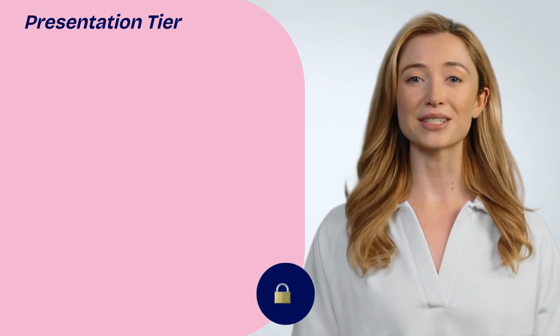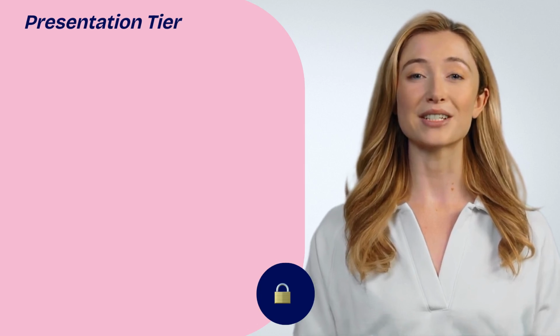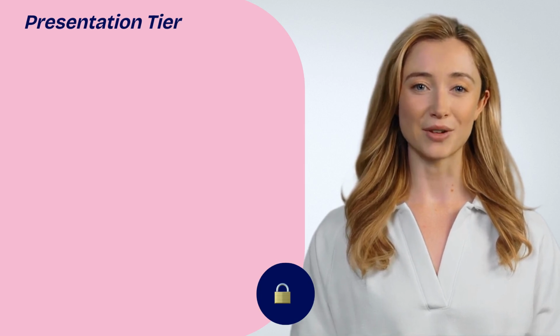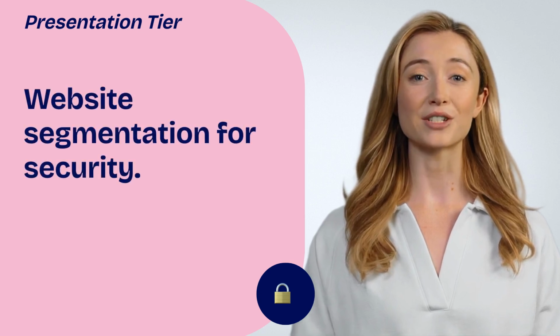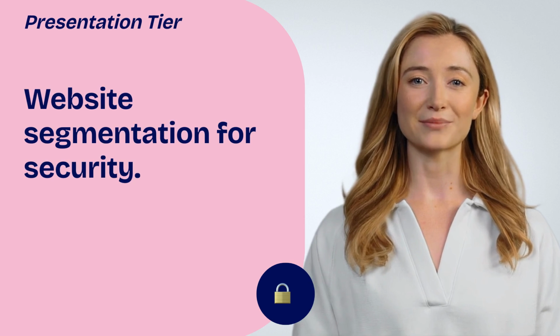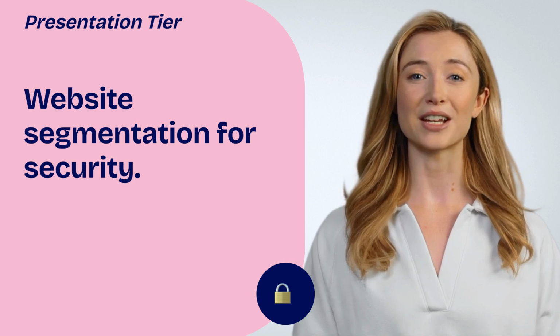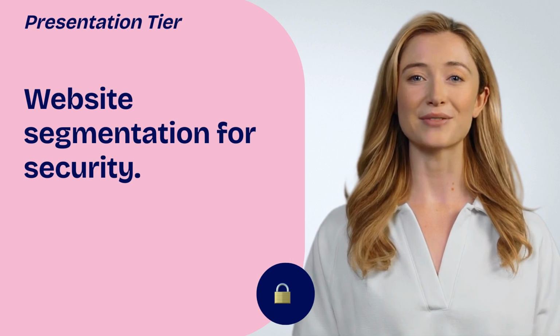Now let's discuss segmentation with our bookstore example. Your bookstore's website is in the presentation tier, where customers can look at books but can't touch the inventory or financial records. This segmentation means if someone hacks into your website, they don't automatically get to your private data. It's like having separate departments in your bookstore, one for browsing, another for stock management, and a third for financials, all with different security levels.